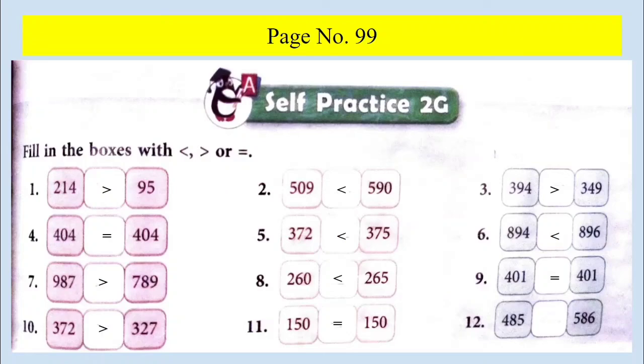Now look at the last part, 12th part. So here we have the numbers 485 and 586. So first we will compare the digits from the left. So we will compare the digits in the hundreds place, that is 4 and 5, which are in hundreds place in 485 and 586. So we know that 4 is less than 5, so we will put a less than sign here, as 485 is less than 586.